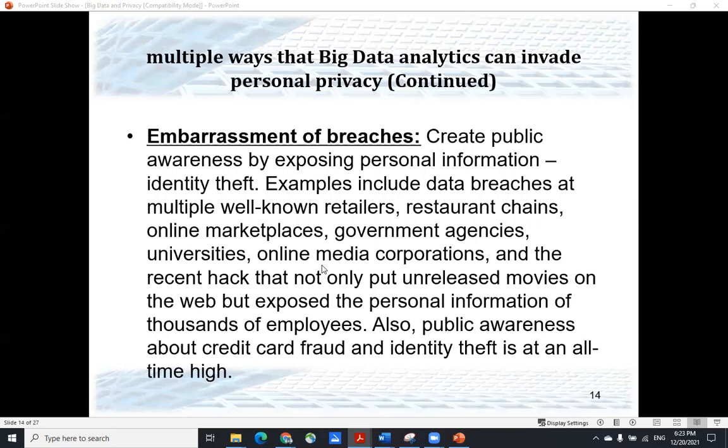Another way that big data analytics can invade personal privacy is the embarrassment of breaches, which creates public awareness by exposing personal information and identity theft. Examples include data breaches at multiple well-known retailers, restaurant chains, online marketplaces, government agencies, universities, online media corporations, and the recent hack that not only put unreleased movies on the web, but exposed the personal information of thousands of employees. So public awareness about credit card fraud and identity theft is at an all-time high.